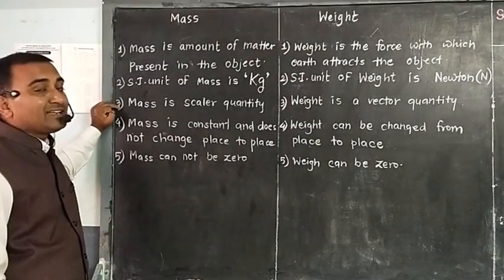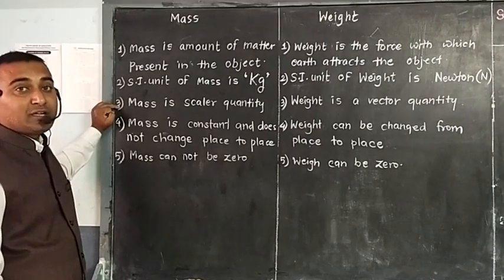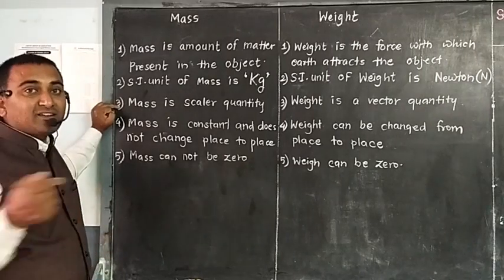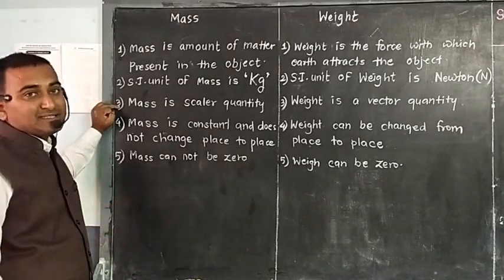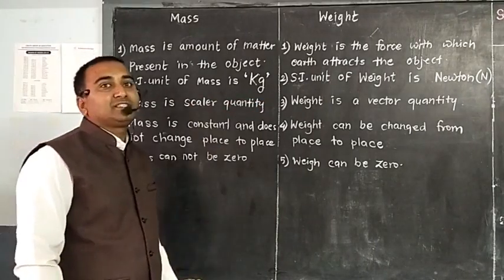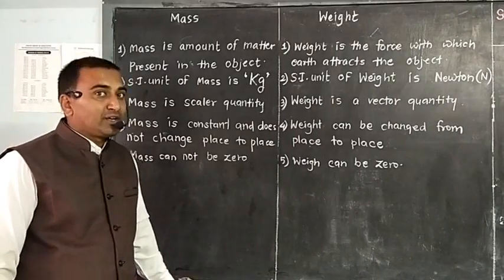Mass is a scalar quantity. That means it has only magnitude. It will not depend on direction. If you go up or down, left or right, mass remains the same. Mass will not change. But weight is a vector quantity because it changes according to location.